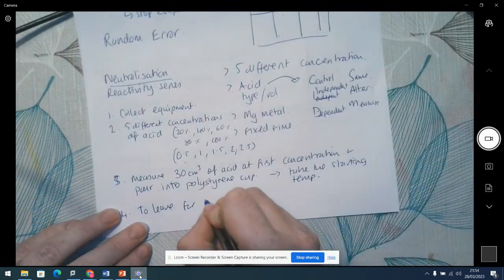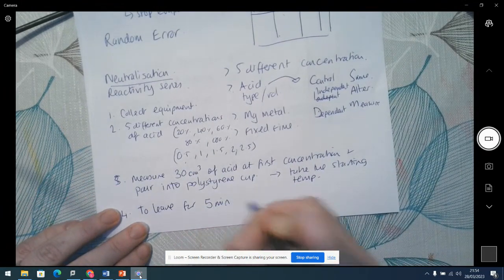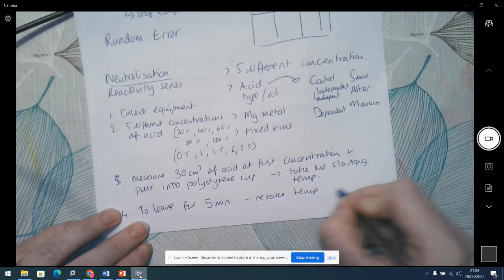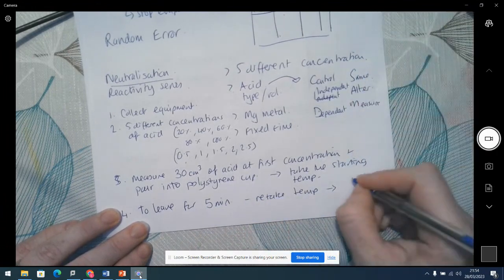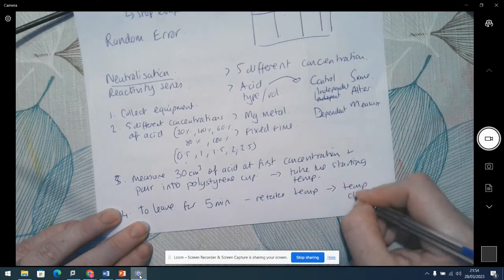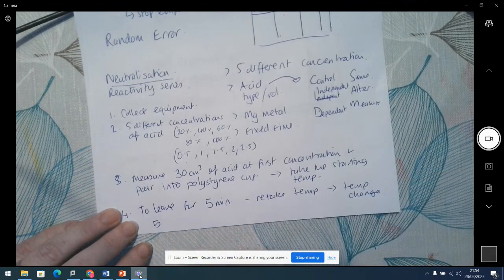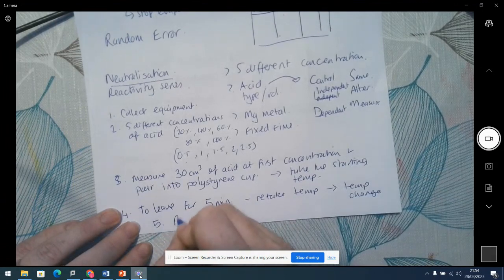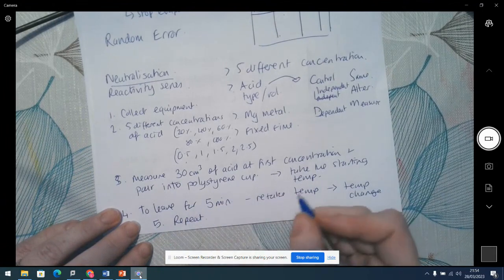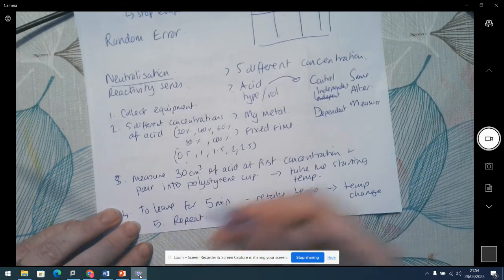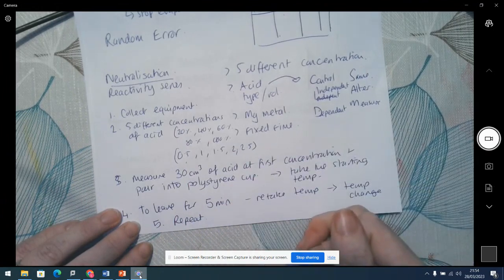So to leave for 5 minutes, retake temperature, and then work out the temperature change. And then usually the question is asking about a valid method. And when it's asking about valid, you then repeat, okay, to make sure that you're getting valid sets of results. But you'd also repeat with your next concentration and do the experiment again.